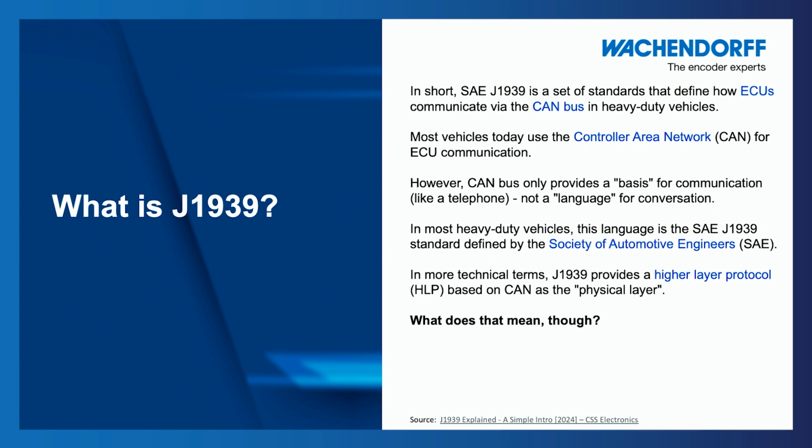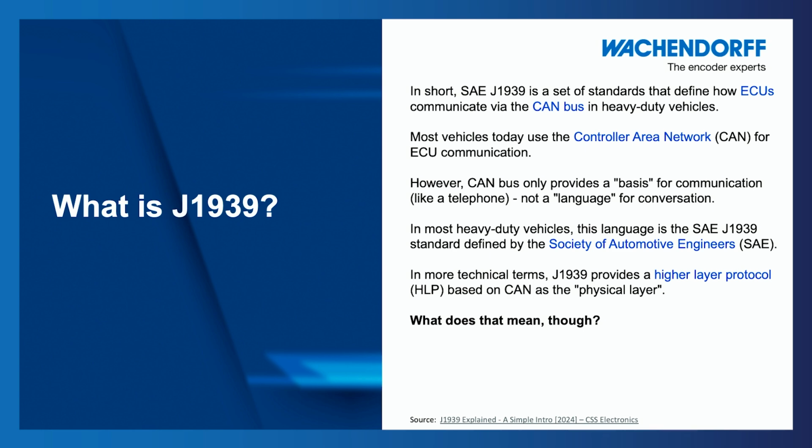Correct. So, there's a few important things to understand. The CAN protocol only provides a basis for this communication. In most heavy duty vehicles, the language is the SAE J1939 standard defined by the Society of Automotive Engineers. And in more technical terms, it provides a higher layer protocol, based on the CAN network as the physical layer. If you understand networking, there are different layers in the communication packet.